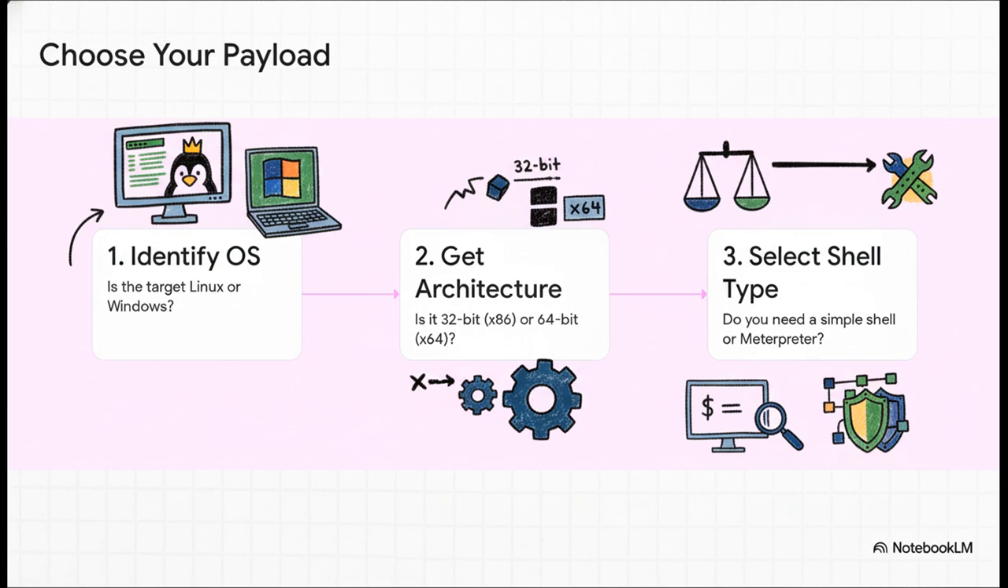Now, choosing the right payload isn't just guesswork. It's a really simple three-step process. First, you've got to match the operating system. You can't send a Windows payload to a Linux machine and expect it to work. Second, you have to match the architecture. Trying to run 64-bit code on an old 32-bit system? Yeah, that's a recipe for failure. And finally, you just have to decide what you want to do. Do you need a basic command shell, or do you want the all-powerful, feature-packed Meterpreter? Just answer those three simple questions, and you'll make sure you're sending the right tool for the job.